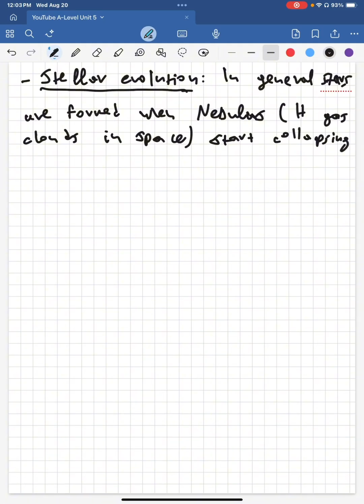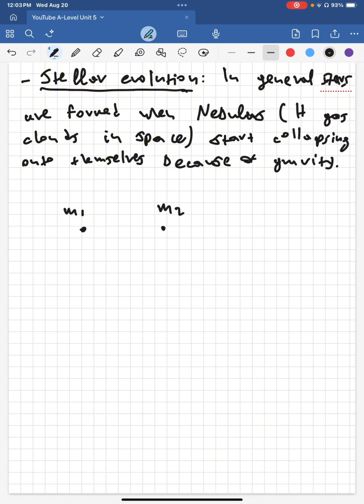So they start collapsing onto themselves because of gravity. So plain old gravity, okay? Let's say that we have some material of mass m1, some other material of mass m2 in this nebula, separated by some distance r. Remember that the gravitational potential energy between these two masses is minus G m1 times m2 over r, okay? So they are attracted to each other.